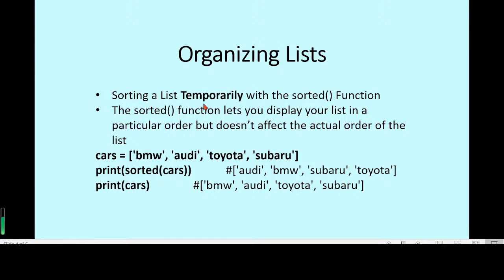Sorting a list temporarily with the sorted function. The sorted function lets you display your list in a particular order but doesn't affect the actual order of the list. So this is a list of 4 cars. You can use sorted cars, so it will show the list in sorted order. But if you print the cars again, the order has not been sorted. It has the original order.